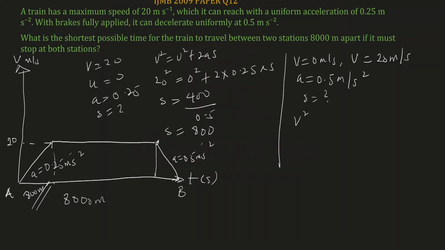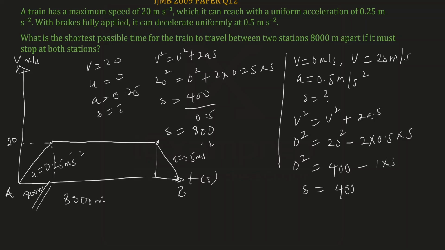So we have v squared equals u squared plus 2as. V is equal to 0, u is 20 squared, and I'm going to change this to minus because it's decelerating. So we have minus 2 times 0.5 times s. 0 squared equals 20 squared, which is 400, minus 2 times 0.5, which is 1, times s. So add s to both sides. s is equal to 400 meters.